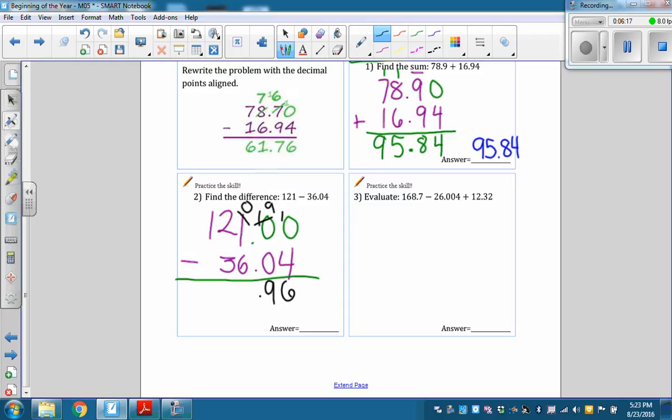And now I cannot take 6 from 0, so I have to borrow from the 2 and say 10 take away 6, which is 4. And I cannot take a 3 from the 1, so I'm going to borrow from this one and make this an 11. 11 take away 3 is 8. Then I'm going to check my answer with the calculator.